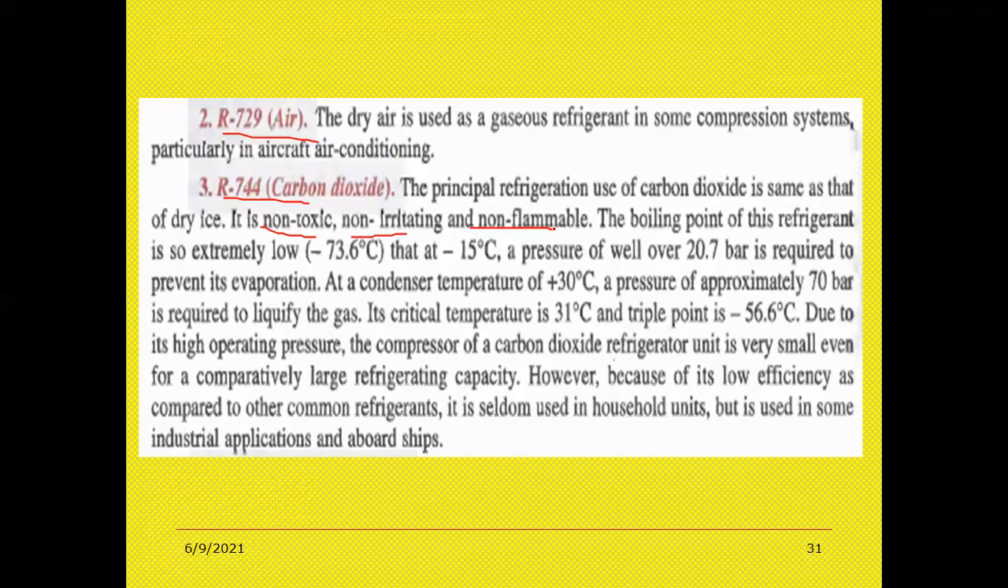Because of low efficiency, carbon dioxide refrigerants are generally used in household items and also in some industrial applications and on ships. Carbon dioxide is non-irritating, non-toxic, non-explosive and non-flammable. So it is completely safe and secure. That is R744.